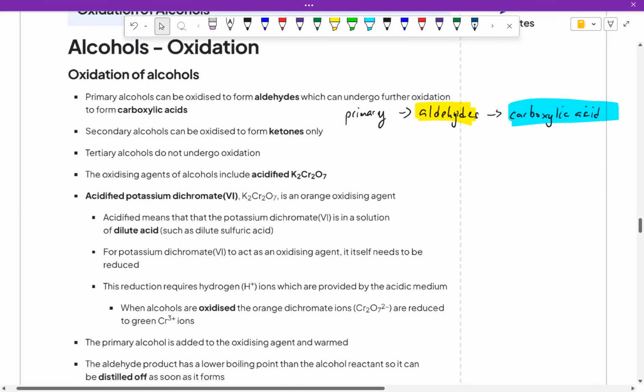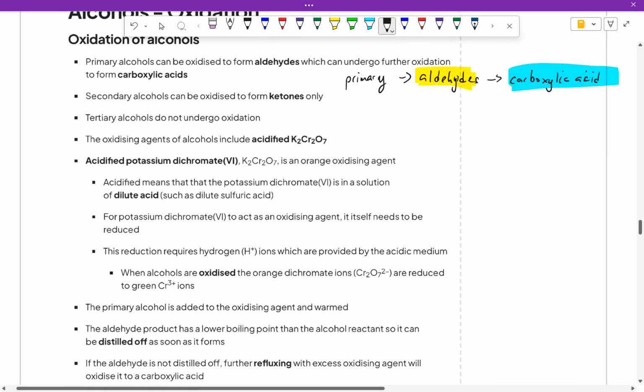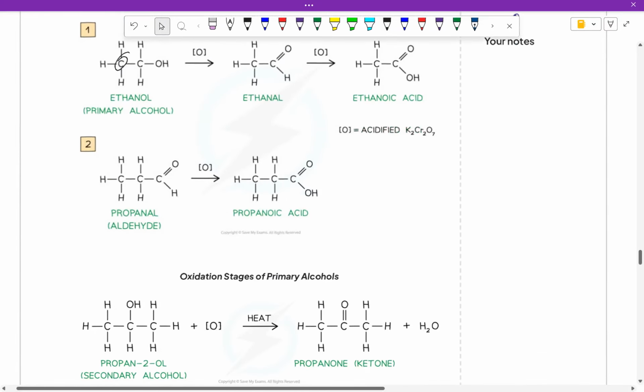Right, let's go to secondary. In secondary, we go from a secondary alcohol to propanone. We will look at the example here. So, for example, we have a propanol.